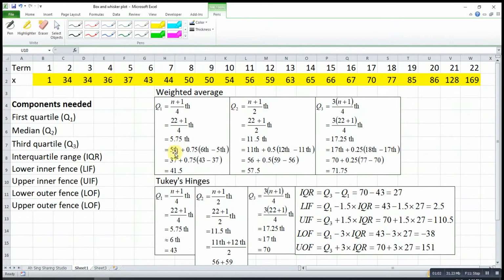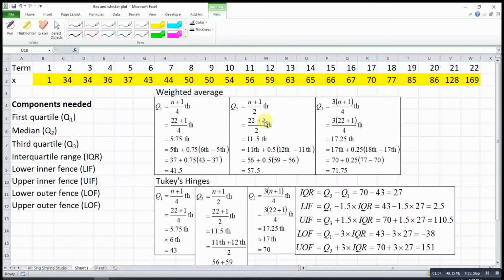So it means the fifth term, 37, plus the remaining 0.75 of the distance from the fifth to the sixth term. To find the distance, we take the sixth term minus the fifth term. Then we get 41.5. Now let's say we use the two key hinges approach. If the point is not 0.5, other than 0.5, you just have to round accordingly. So we just round to the sixth term, which is 43.